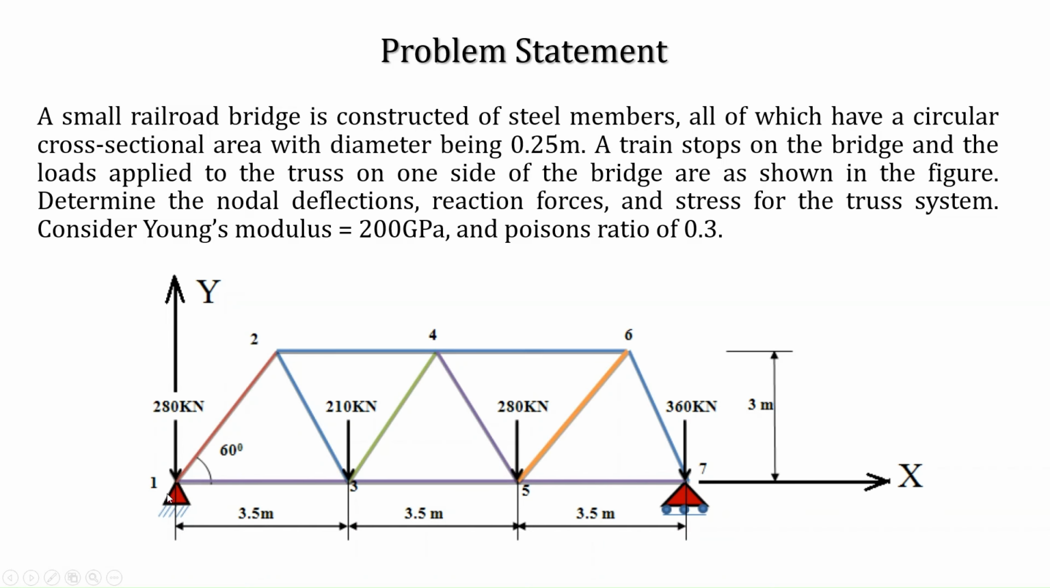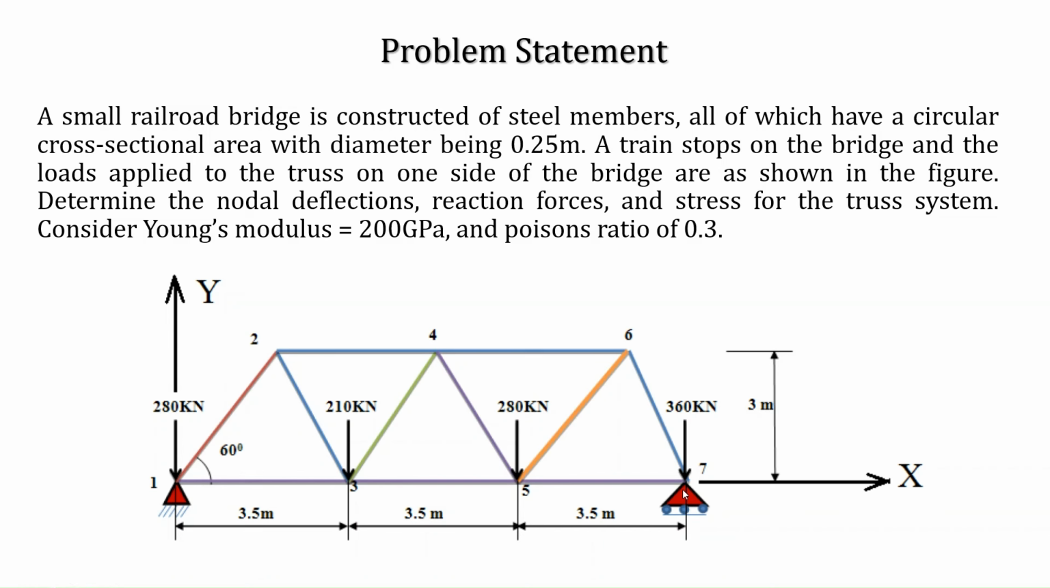Coming to the supports, there is a fixed support at node 1, and a roller support provided at node 7. So all the degrees of freedom are to be constrained at node 1, and at node 7 the deflection is possible only along the x direction, but in the y direction the deflection is 0.